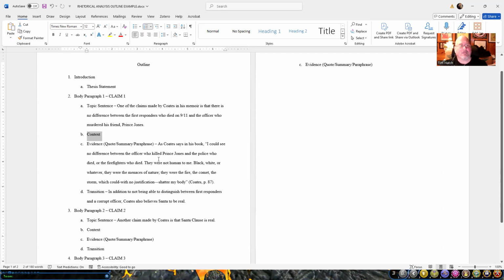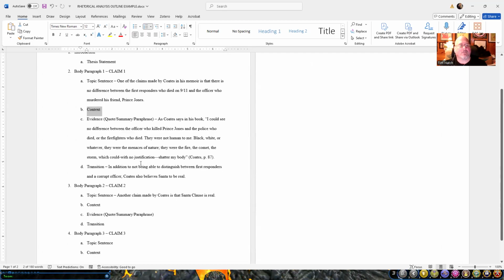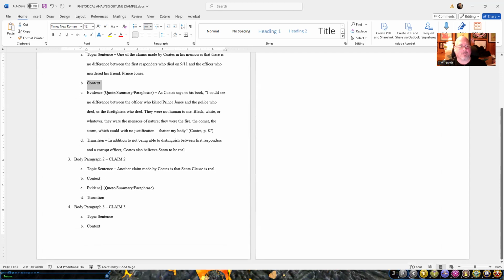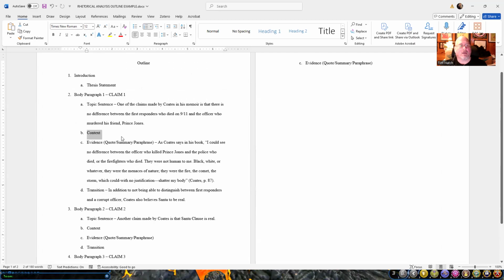In any case, that's the whole reason for doing this. So now what I'm not going to do is anything else with body paragraphs 2 and 3. But what still needs to be done for body paragraph 1?